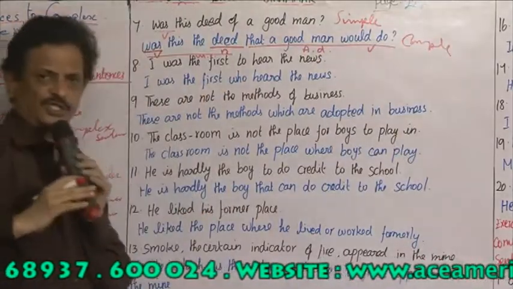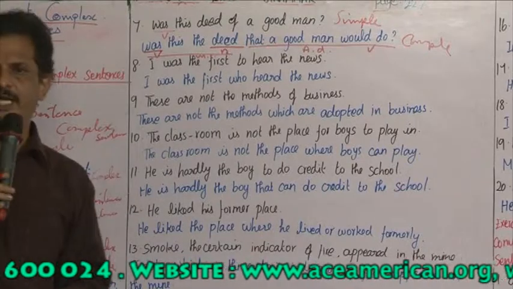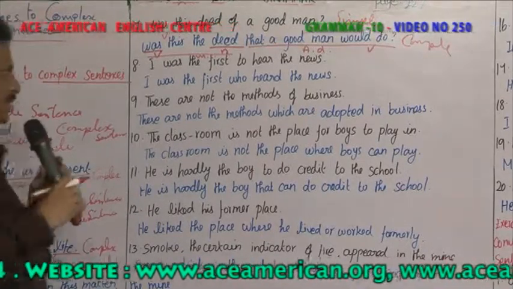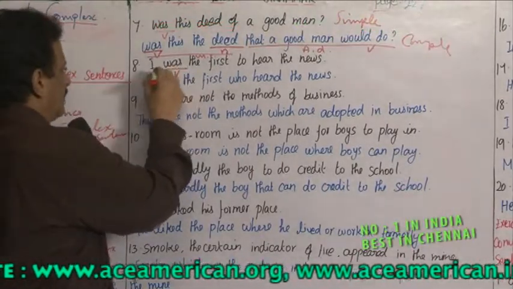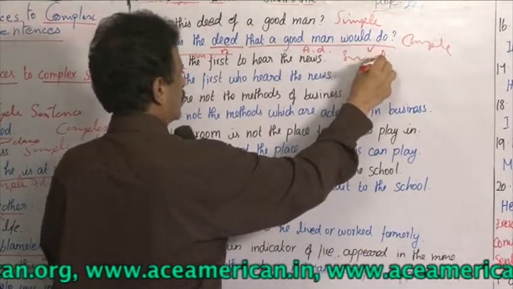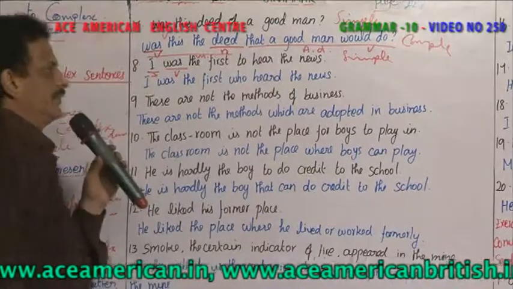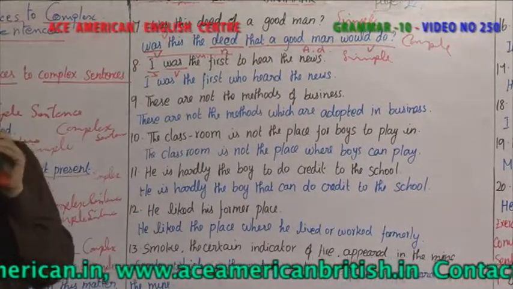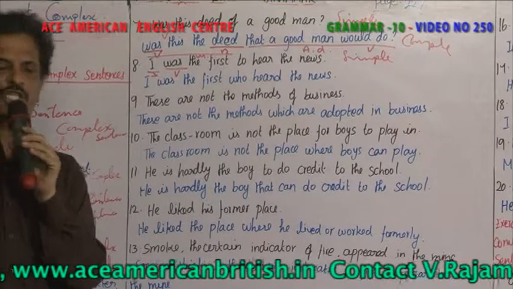I was the first to hear the news. I was the first man to hear the news. So what is the verb here? "Was" is the verb. "I" is the subject. So this is a simple sentence, right? No, two verbs are not there. "To" here is not a verb. "To" here is an infinitive. So now you have to change it to an adjective clause.